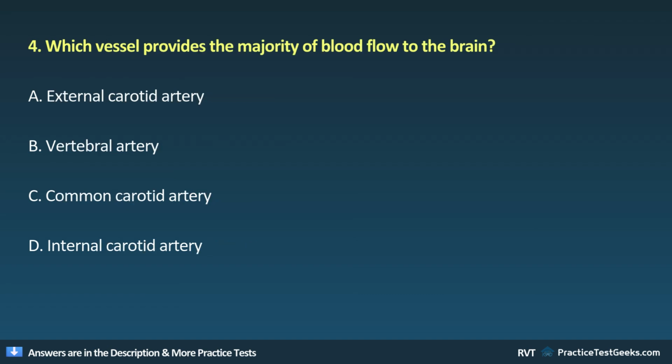4. Which vessel provides the majority of blood flow to the brain? A. External carotid artery. B. Vertebral artery. C. Common carotid artery. D. Internal carotid artery.